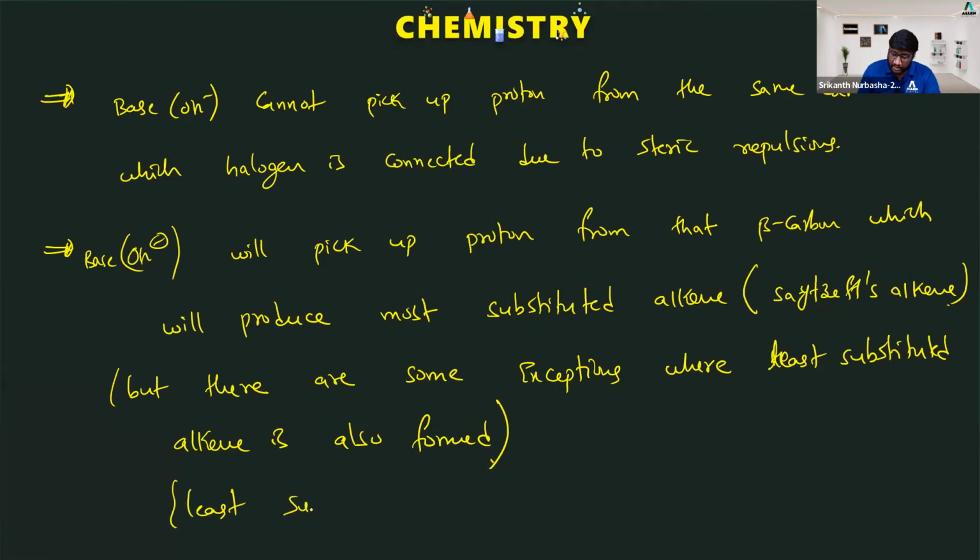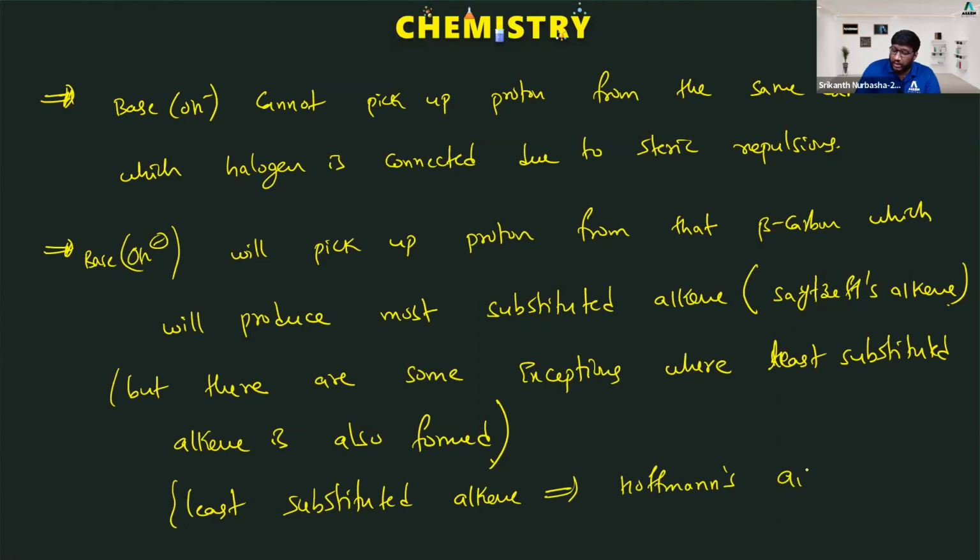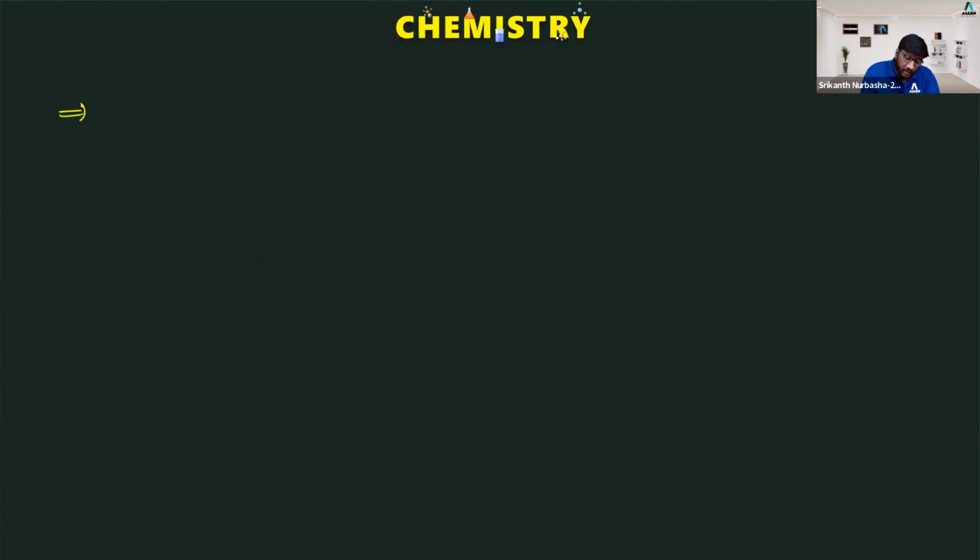The least substituted alkene is said to be what type of alkene? Hoffman's alkene. Can anyone remember or say under what condition Hoffman's alkene will be generated? We'll discuss all the cases. So let us try to think of this attack.